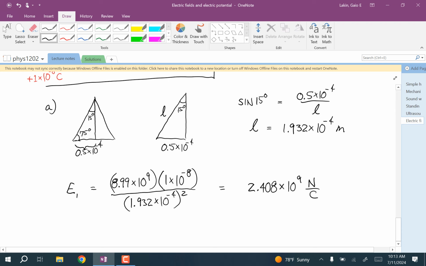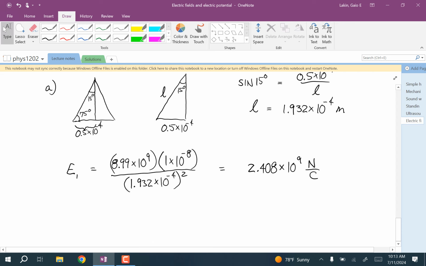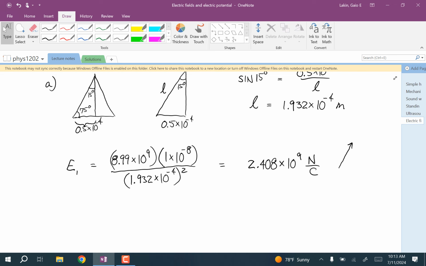Now we have to think about the direction of that. Remember that the rule for the direction of electric field vectors is it points away from positive fixed charges and toward negative fixed charges. This fixed charge is positive, so it's going to be pointing exactly away from it. And so that is this direction. If you think of this field vector happening at the point P, just draw an arrow exactly away from a positive charge.